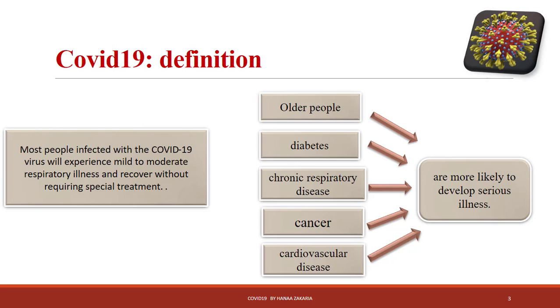Most people infected with the COVID-19 virus will experience mild to moderate respiratory illness and recover without requiring special treatment. But older people and those with underlying medical problems like diabetes, chronic respiratory disease, cancer, and cardiovascular disease are more likely to develop serious illness.